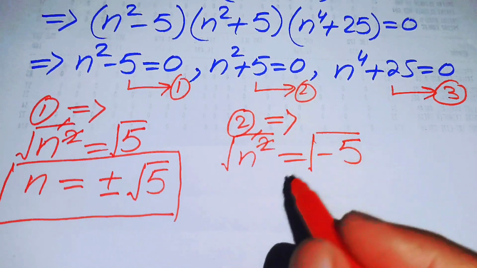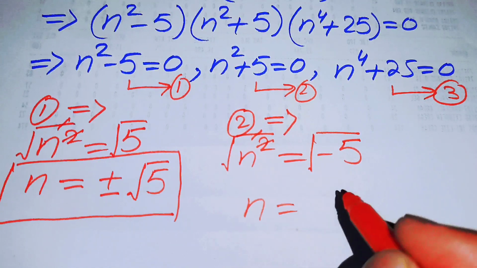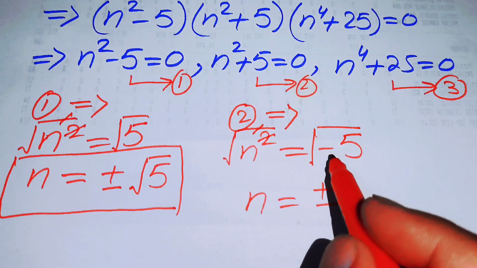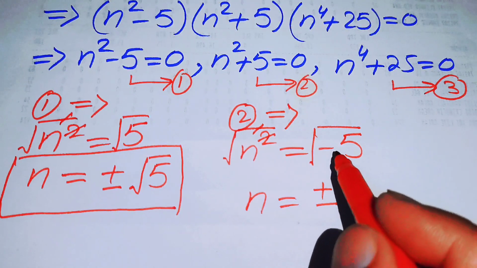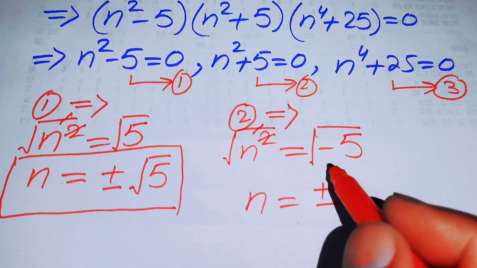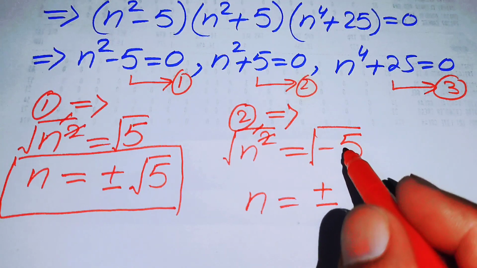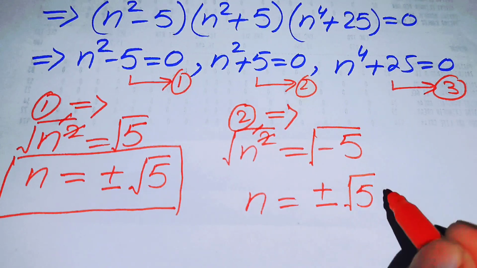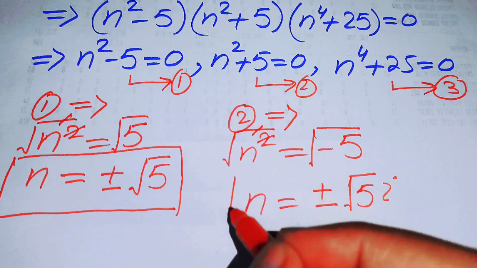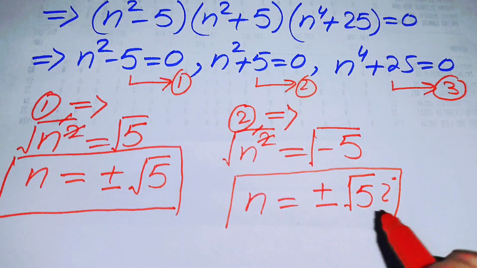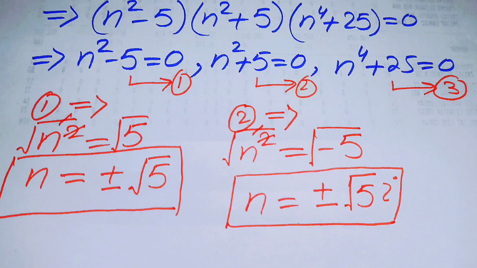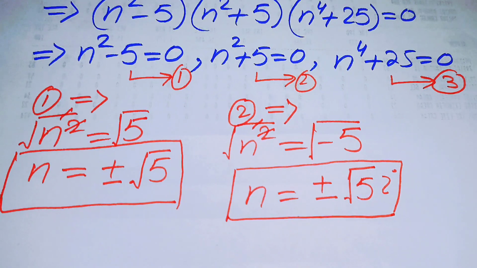So you see that these 2 and square are gone, and here you get n is equal to plus minus, here you have a negative sign inside the square root. So you know about this one, it is equal to iota. So we can write it as square root 5 into iota. So these are the other two roots of the given equation, and these two roots are the complex roots.